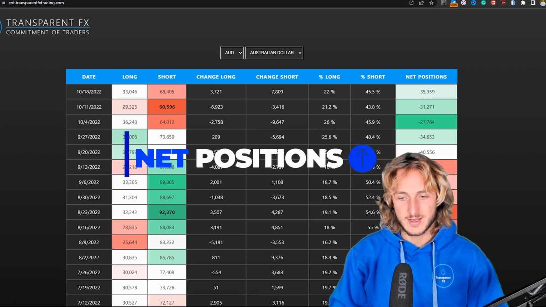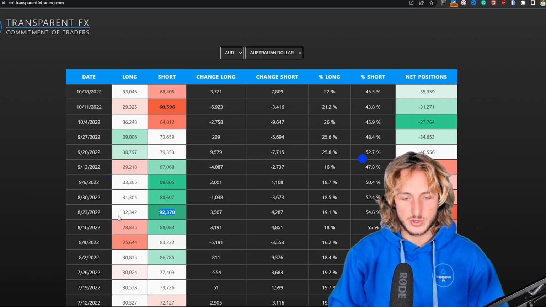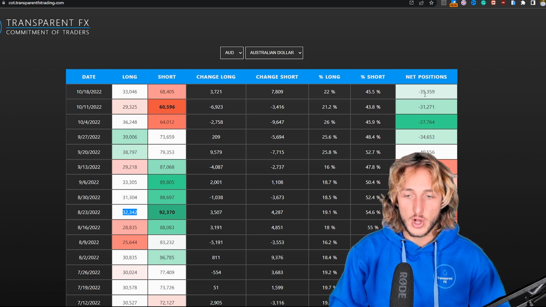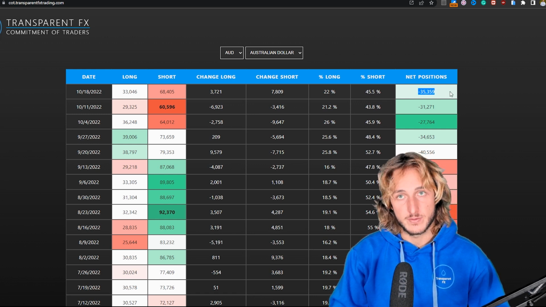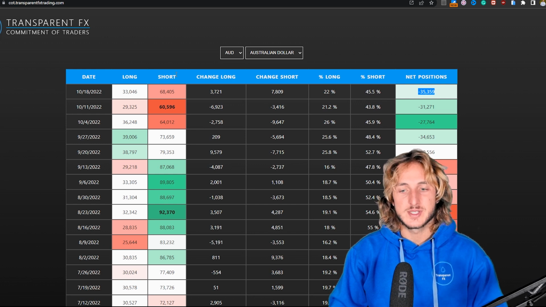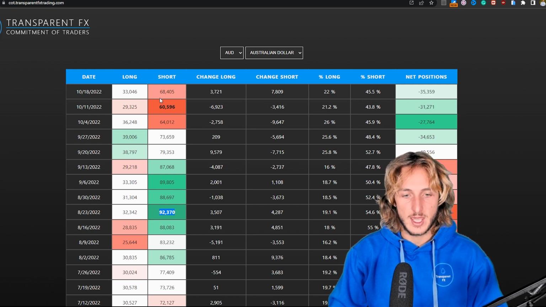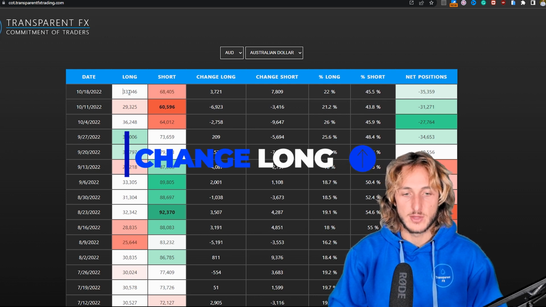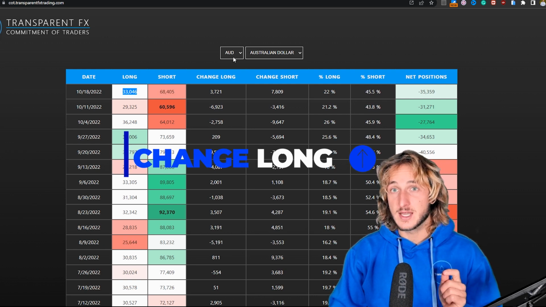We went from a very negative minus 60k net positioning with 92k shorts and 32k longs, all the way up to having now minus 35k net positions, with shorts getting decreased from 92k to 68k and longs getting increased from 25k to 33k. So the AUD is getting very strong.